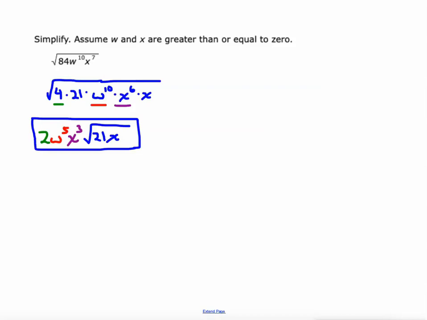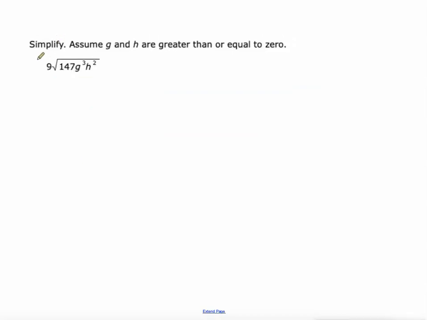Let's do one more like that where it's got two variables inside the square root sign, and we've got this number outside, which makes things a little bit tougher. Last one here. So I'm going to leave the 9 inside the square root sign. 147 is divisible by 49. 49 times 3 is equal to 147, where 49 is a perfect square. Now g cubed is not a perfect square, but if I make it g squared times g, I still have g cubed, and g squared is a perfect square.